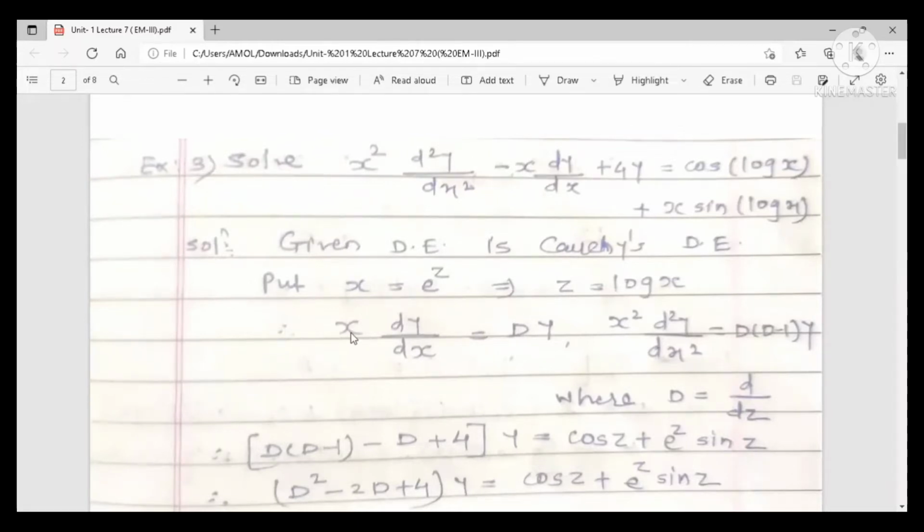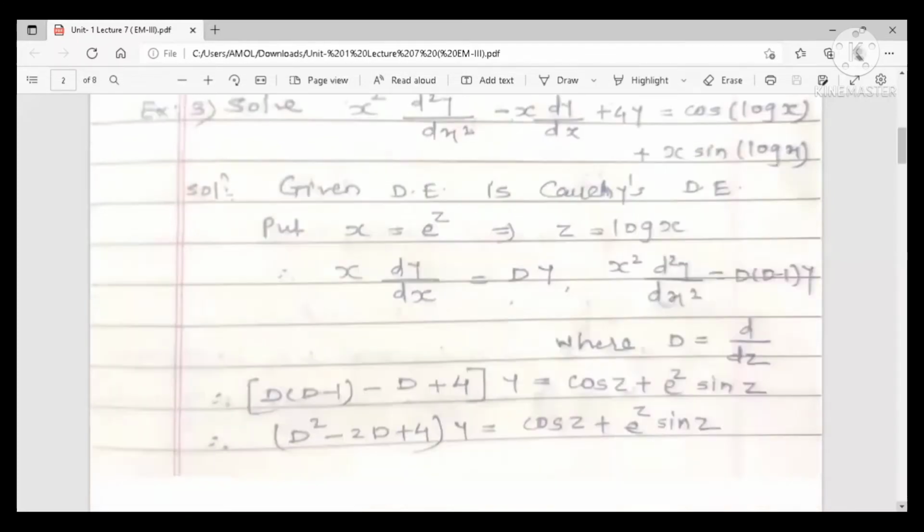And the substitution: x into dy by dx is equal to D into y, x square into d2y by dx square is equal to D into D minus 1 into y, and so on, where capital D is d by dz. We are using this substitution here to reduce the given DE to LDE. So the first term, x square into d2y by dx square, its value is D into D minus 1 into y. So you write here, the first term is replaced by D into D minus 1, and y is common. The middle term is x into dy by dx, so replace it by Dy.